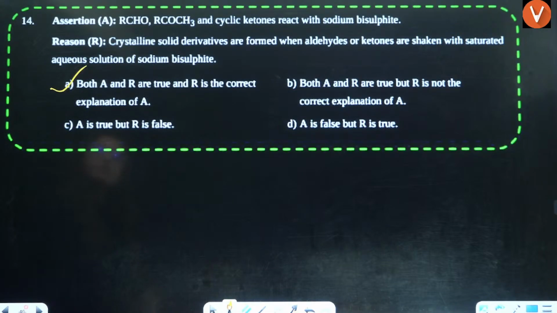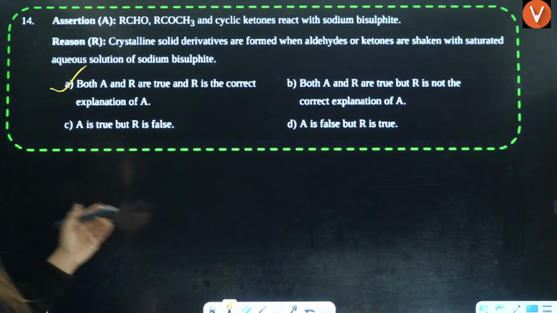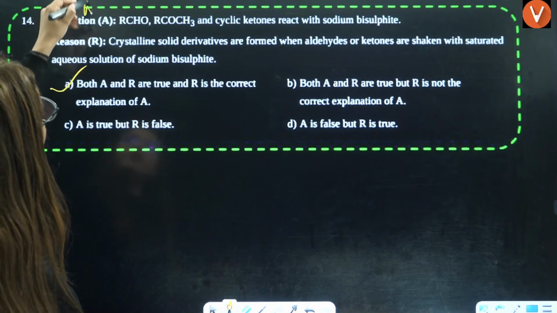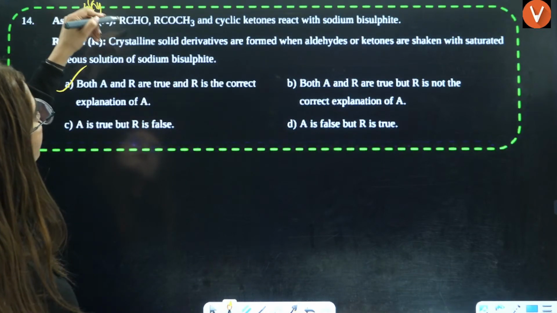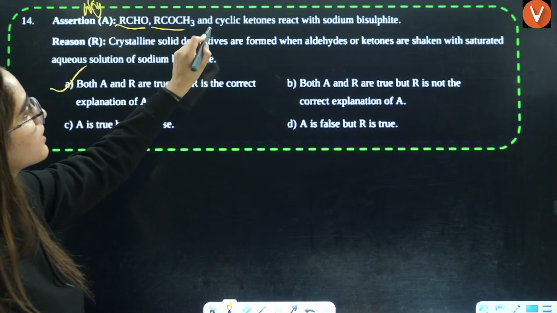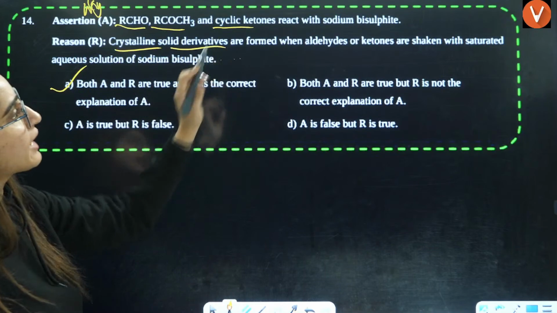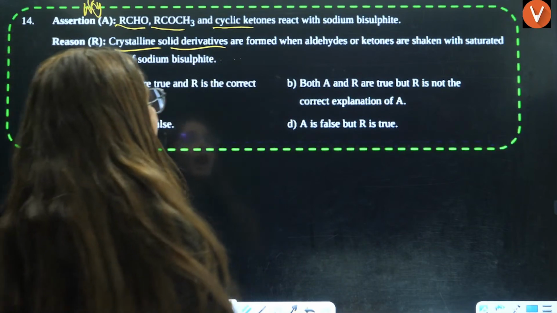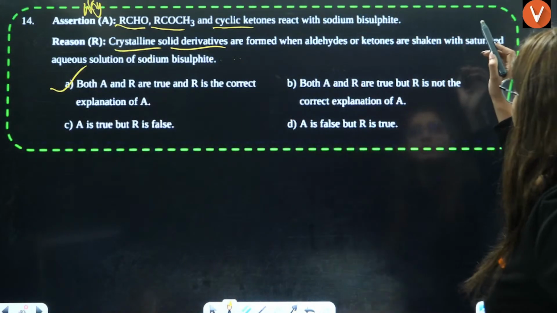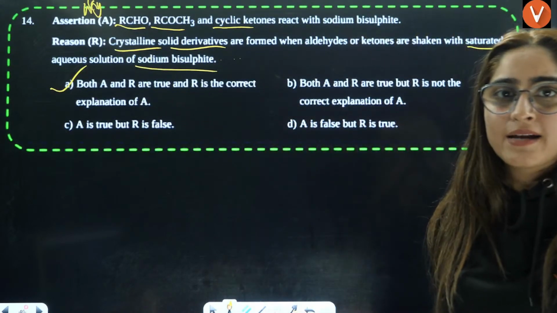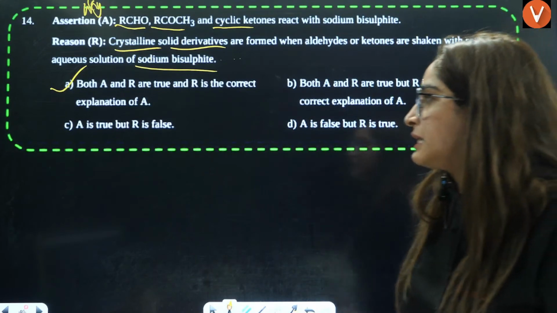Shaken with saturated sodium bisulfite. Both are true statements, and this is the correct explanation. Why do RCHO, RCOCH3 and cyclic ketones react with sodium bisulfite? Because crystalline solid derivatives are formed when aldehydes and ketones are shaken with a saturated aqueous solution of sodium bisulfite. That's why they are formed here.